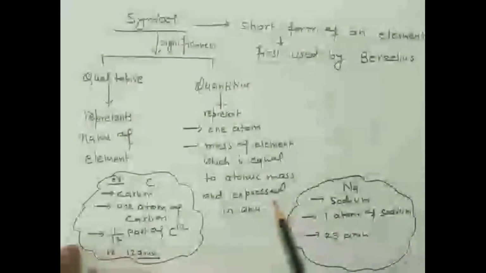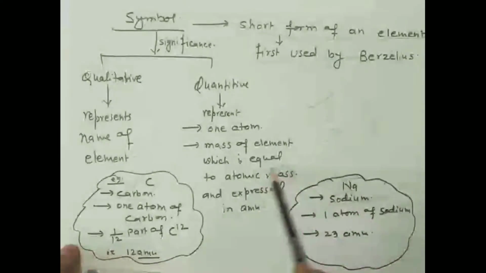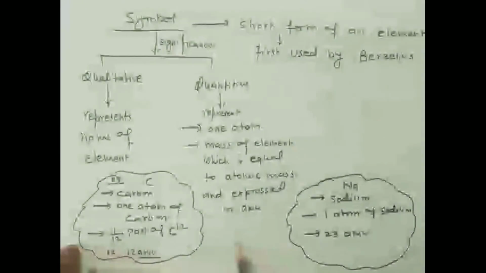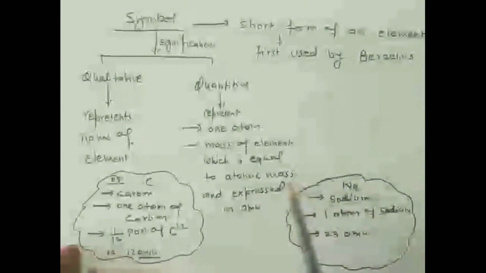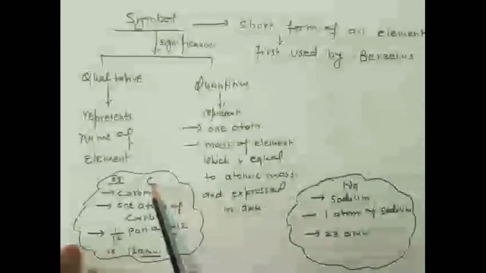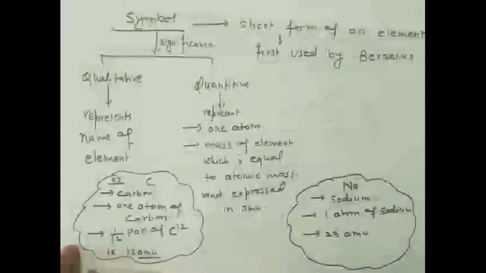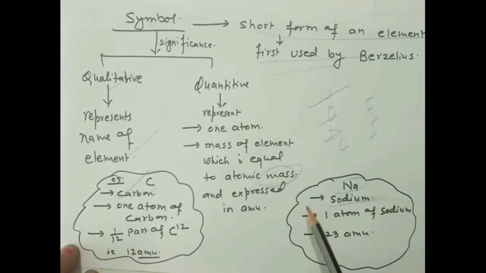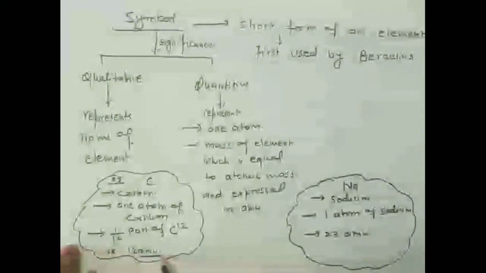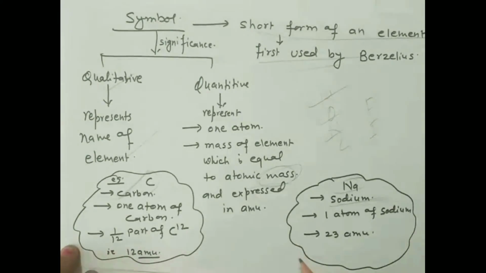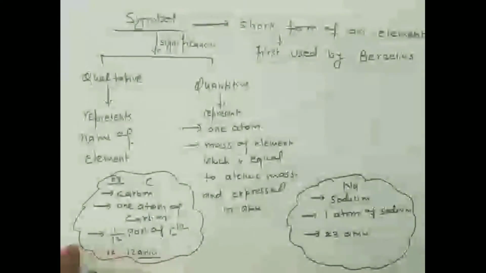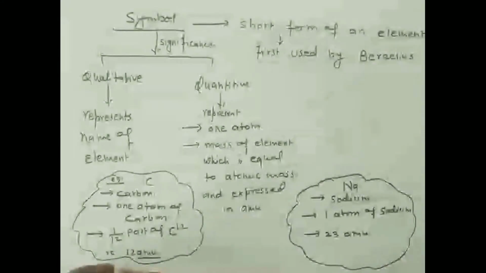And it also represents the mass, the atomic mass. So, a symbol gives the mass of that element which is equal to its atomic mass. Suppose we are writing C. So, what is the mass of C? The mass of C is equal to its atomic mass, that is 12 AMU. Mass is always represented in AMU, atomic mass unit. Atomic mass unit means what? 1 by 12 part of C, 12, is called AMU.